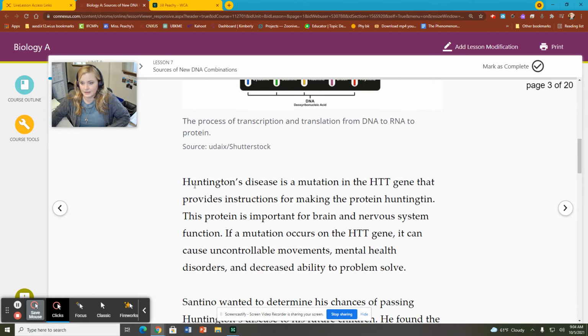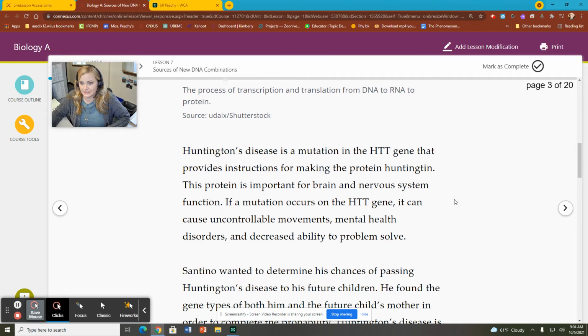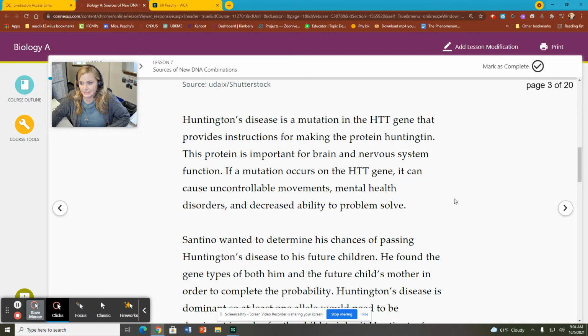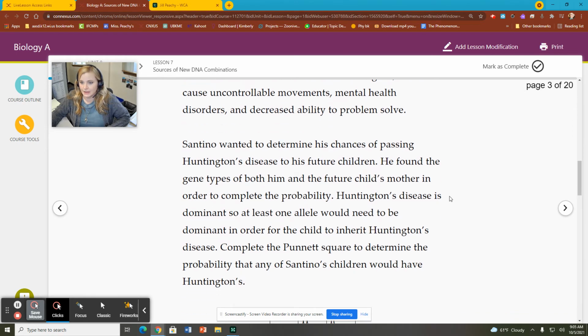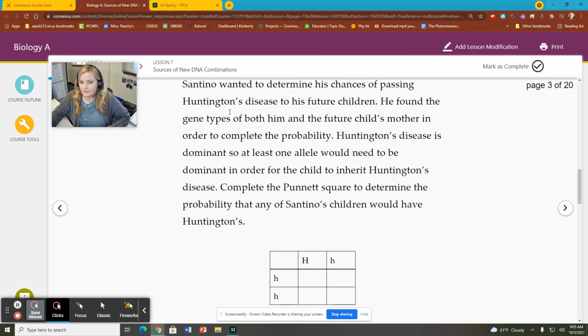One example is Huntington's disease. Huntington's disease is a mutation in the HTT gene that provides instructions for making the protein huntingtin. This protein is important for brain and nervous system function. If a mutation occurs on the HTT gene, it can cause uncontrollable movements, mental health disorders, and decreased ability to solve problems. So it's talking about how Santino wants to determine his possibility of passing Huntington's disease on to his future children.